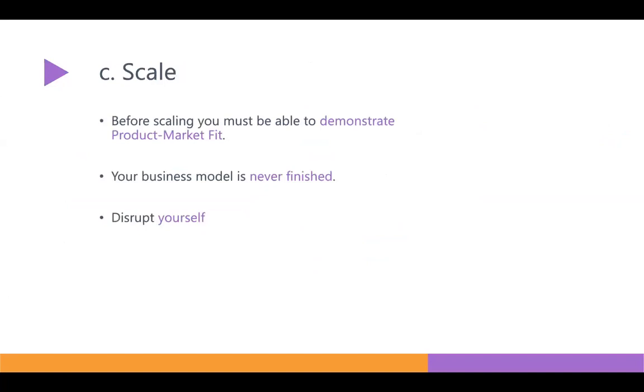And finally, the last stage, scale. Now, this stage corresponds to the last two stages of Steve Blank's customer development model, customer creation and company building. Just a few recommendations I have here. Before scaling, you must be able to demonstrate product market fit. We all know that scaling sucks cash like crazy, so make sure you pay attention to your finances, especially your CCC, the cash conversion cycle.